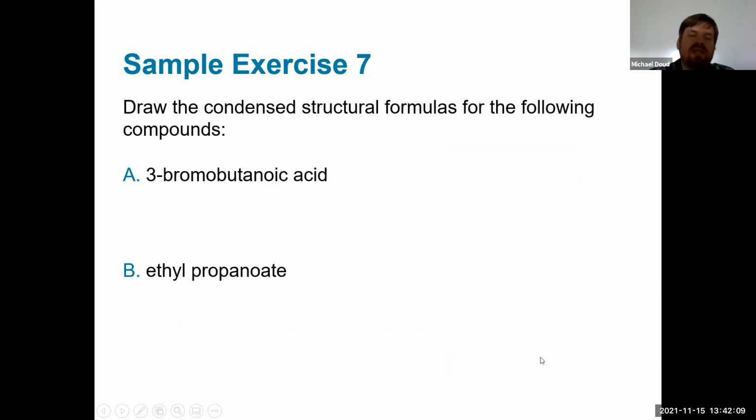Okay, so why don't you go ahead and give it a shot? We've got a couple different formulas here, one for a carboxylic acid and another for an ester. Give me the condensed structural formulas for these compounds, and let's take a look. So go ahead, pause the video here, and when you come back, we'll take a look at the answer. So pause. Okay, let's take a look here.